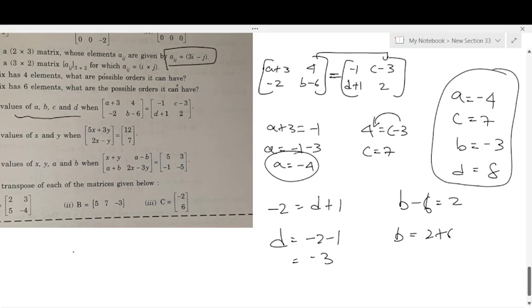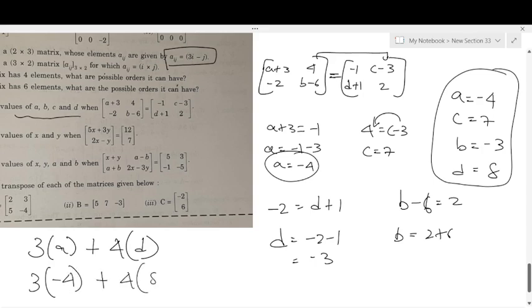Now, along with this, students, in the board exam, there are chances of asking one more question. Along with this, they'll ask you to find the answer for 3a plus 4d. Tell me the answer for 3a plus 4d. What will be the value? 3 into what is a, plus 4 into what is d? Okay. So to solve it is simple.